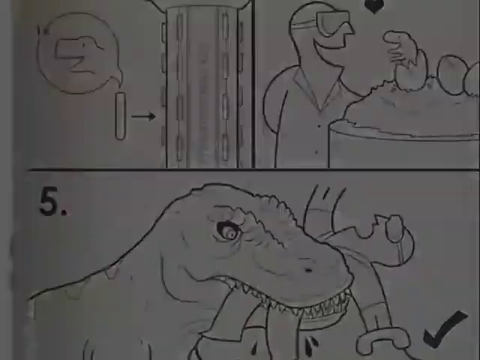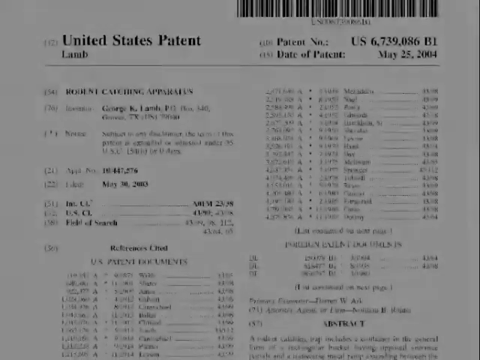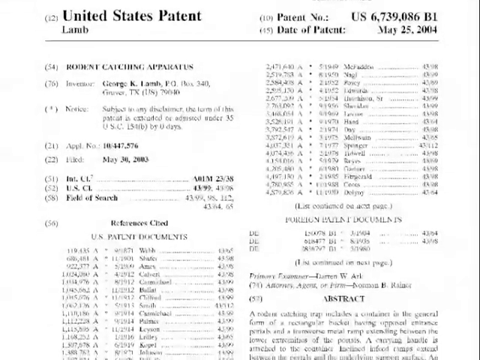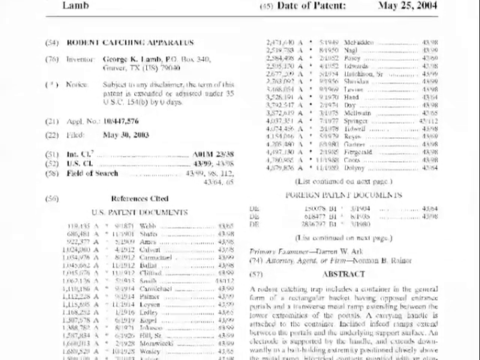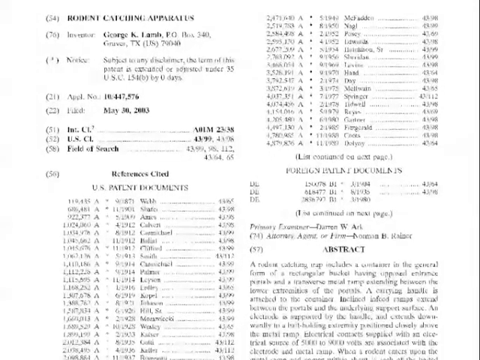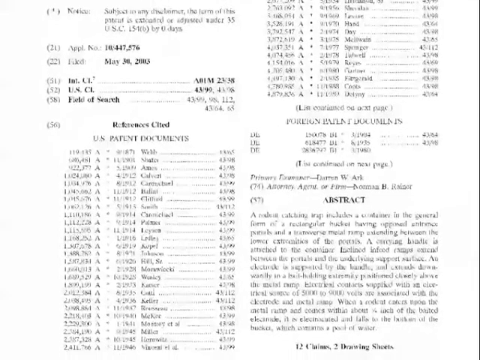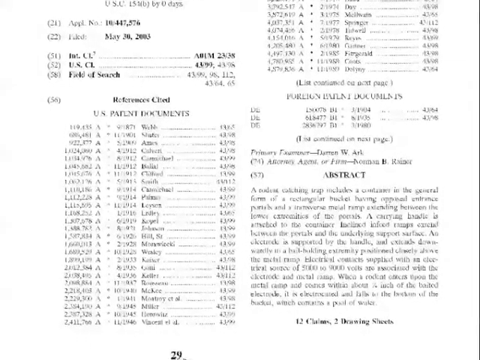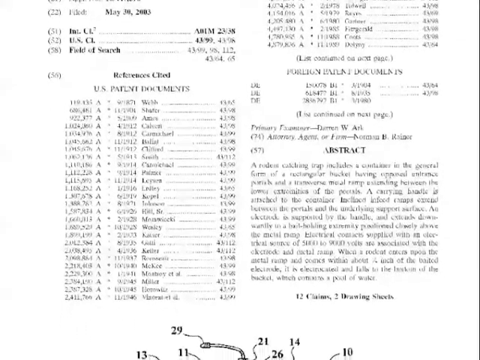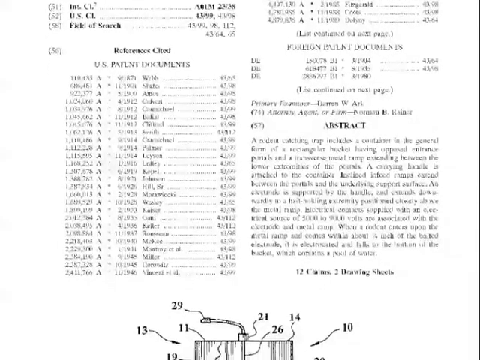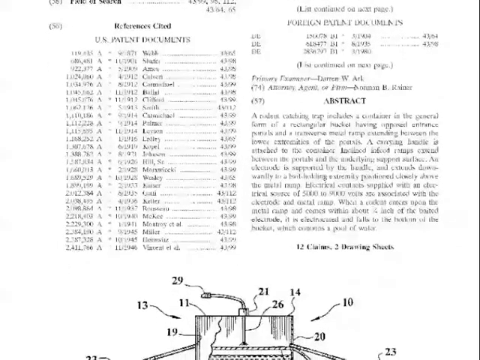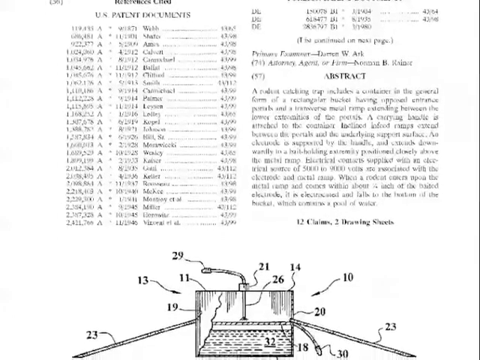Now, you would think that by the 21st century we would not need a design for a better mousetrap. George Lamb, on the other hand, the holder of U.S. Patent 6739086, thought otherwise. His design calls for a bucket that's been electrified with 9,000 volts so that mice are electrocuted and fall into a pool of water.